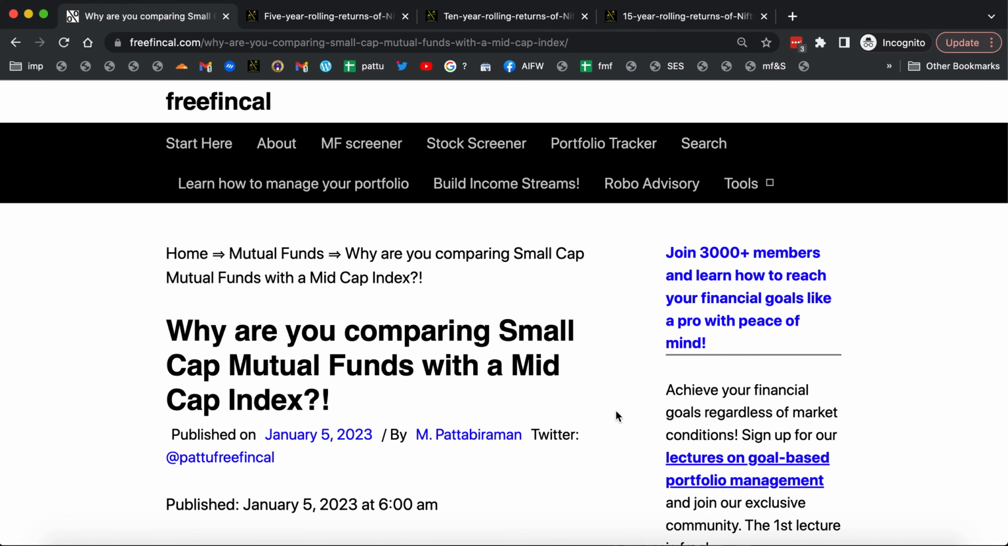In our monthly mutual fund screeners, we don't use small cap indices to benchmark small cap mutual funds. We in fact use Nifty Midcap 150 TRI, and I've also used Nifty Next 50 as a benchmark for both mid cap indices as well as small cap indices. So many people have asked me, why do you do this? They say that it's wrong because small cap mutual funds should only be compared with small cap indices and so on. Well, not quite.